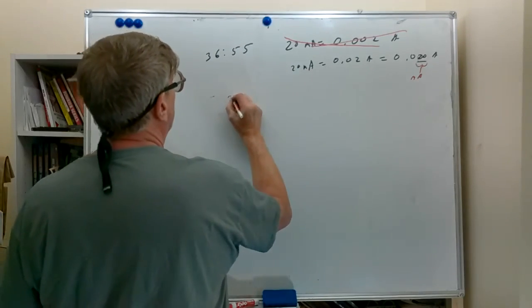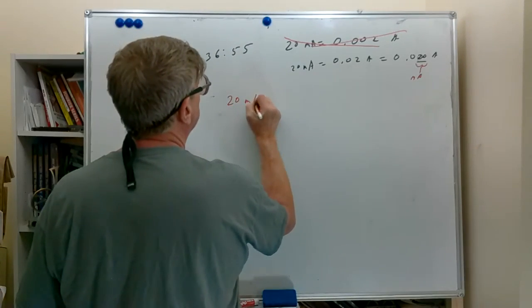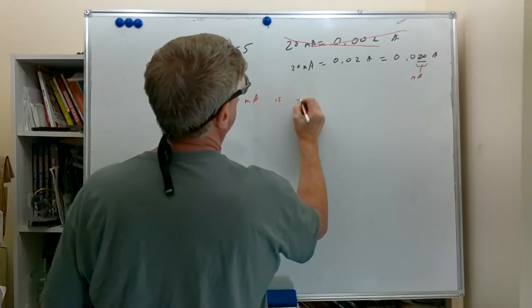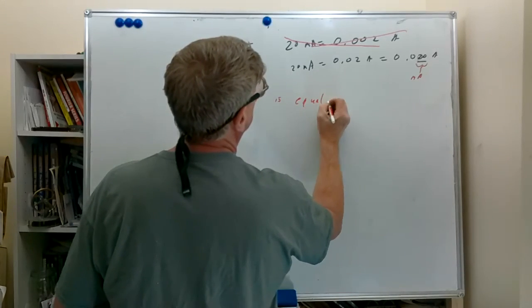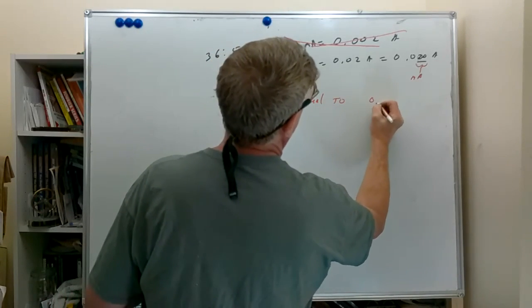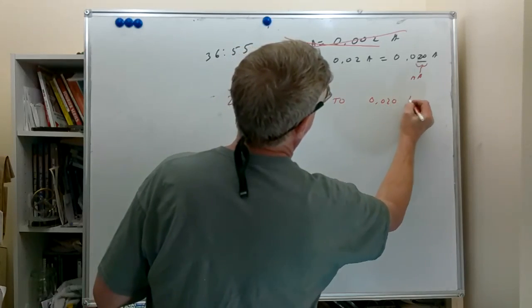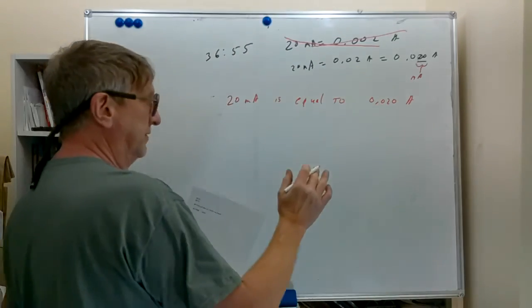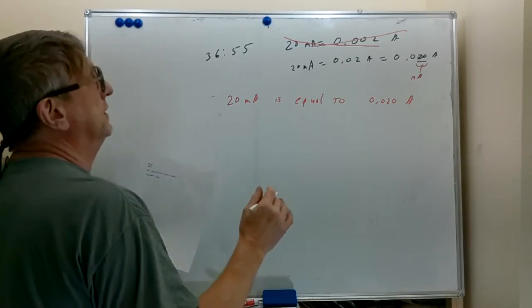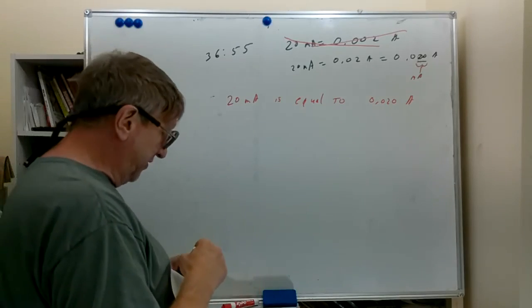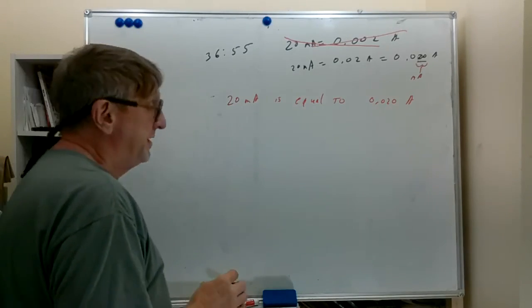So 20 milliamps is equal to 0.020 amps. 20 milliamps does not equal 0.002 amps. I just wanted to correct that so no one would be confused.